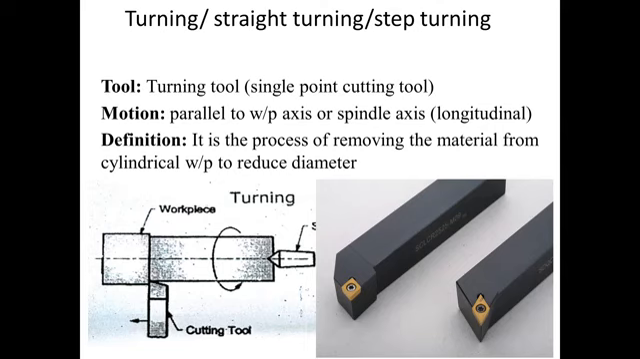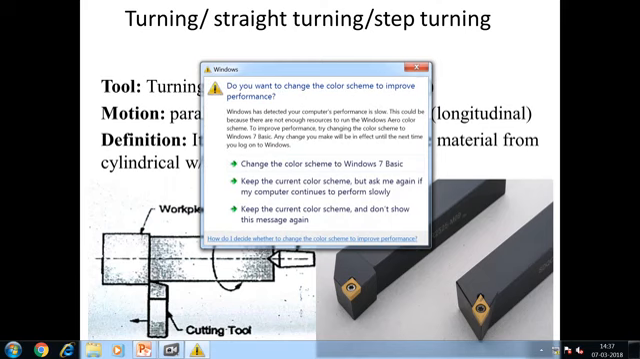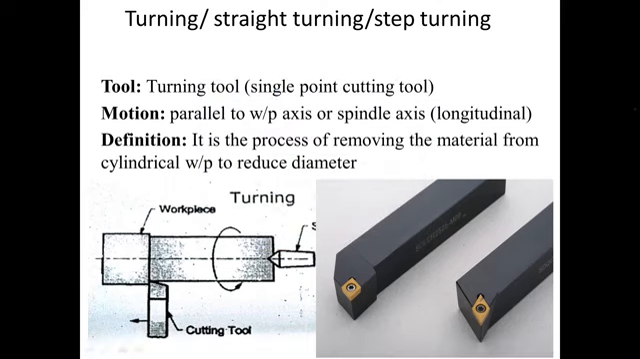Then the motion is parallel to the workpiece axis in this operation for turning, with the schematic diagram you can understand. For the turning operation, we are reducing the diameter and the cutting tool moves along the length of workpiece. So the motion of the cutting tool is longitudinal. It's parallel to the workpiece and spindle axis.